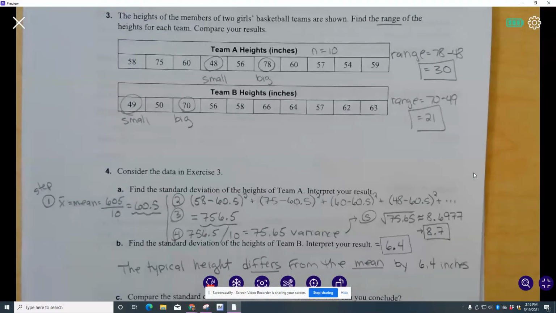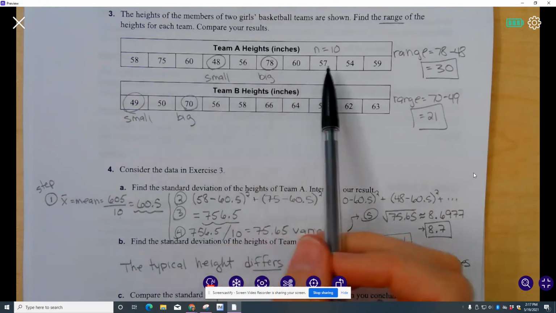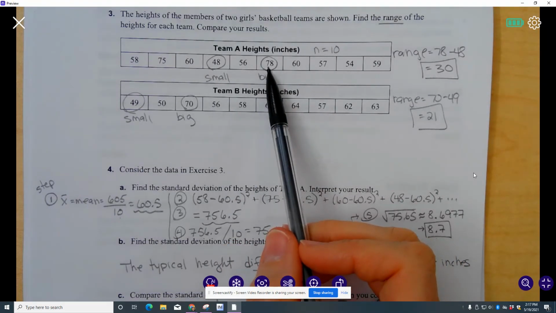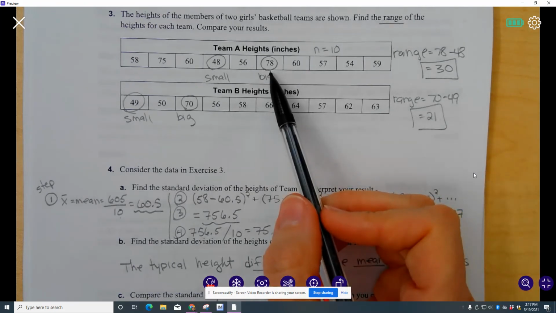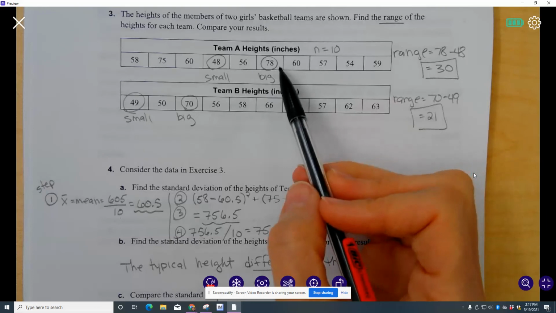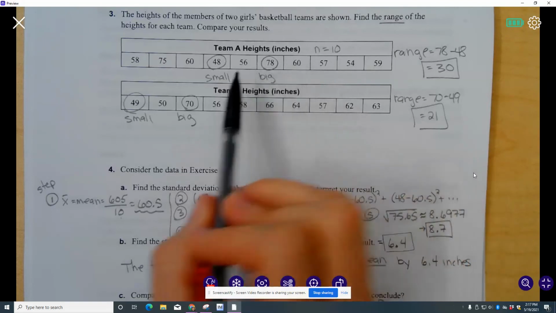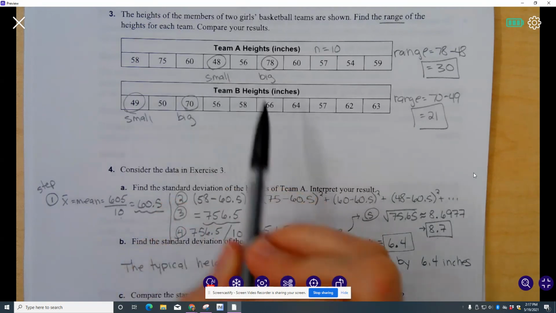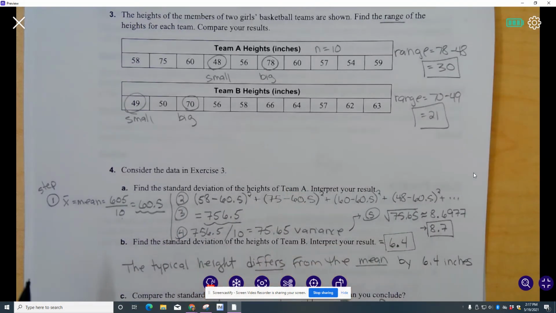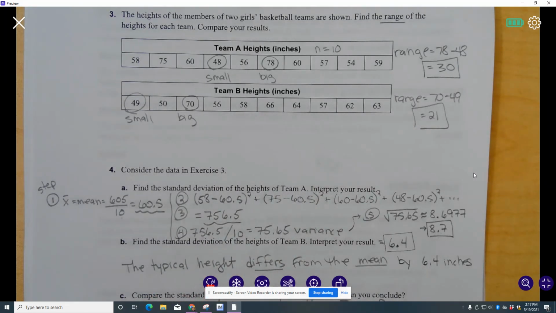So for example, let's say we don't know the mean of this. We didn't figure out the mean, but let's say that the mean here is, I don't know, 75 inches on team A. Because the standard deviation is bigger, the standard deviation is 8.7 for team A. So if our mean was 75, the typical height of a girl would be 8.7 inches more or less than 75. Whereas in team B, the typical girl's height would only be 6.4 inches more or less than the mean.